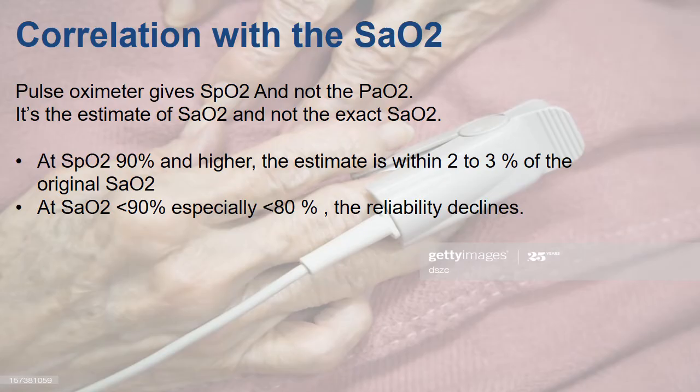Okay, now we have the correlation with SaO2 or PaO2. Keep this particular thing in mind: the pulse oximeter gives SpO2 and it does not give you any information about PaO2.